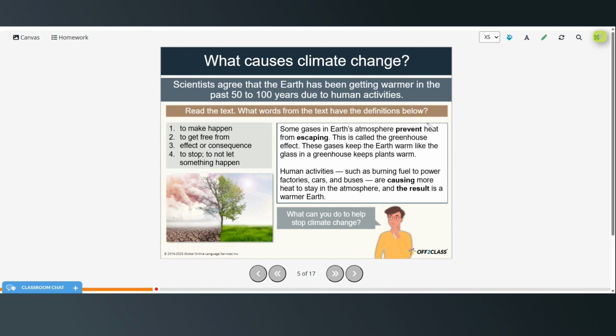All right, so prevent is to stop or to not let something happen. Escaping is to get free from. Causing is to make happen. And the result is the effect or consequence. So here's a question to think about. What can you do to help stop climate change?